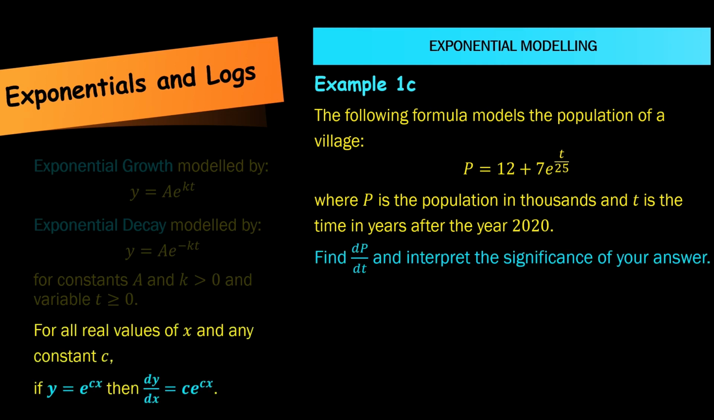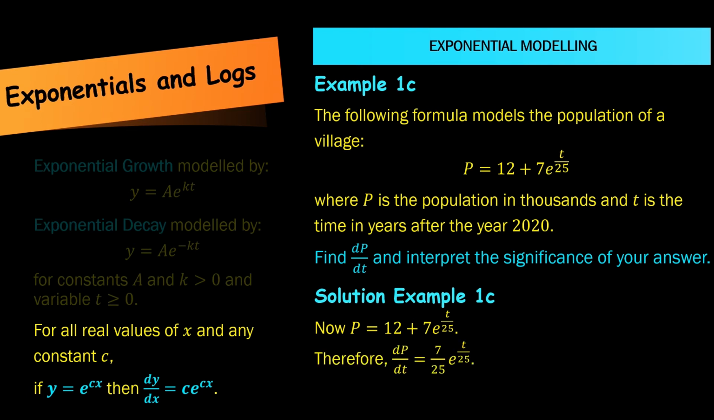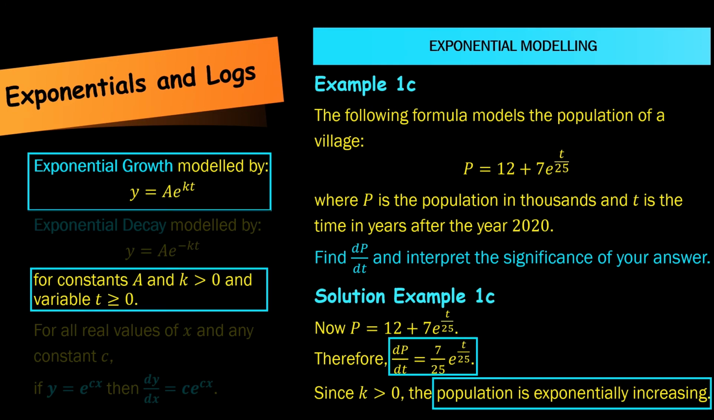And now for example 1c. Find dP/dt and interpret the significance of your answer. So let's solve this. Now P is equal to 12 plus 7 times e to the power t over 25. Therefore, if we differentiate this, we obtain dP/dt equals 7 over 25 times e to the power t over 25. Since k is greater than 0, the population is exponentially increasing.